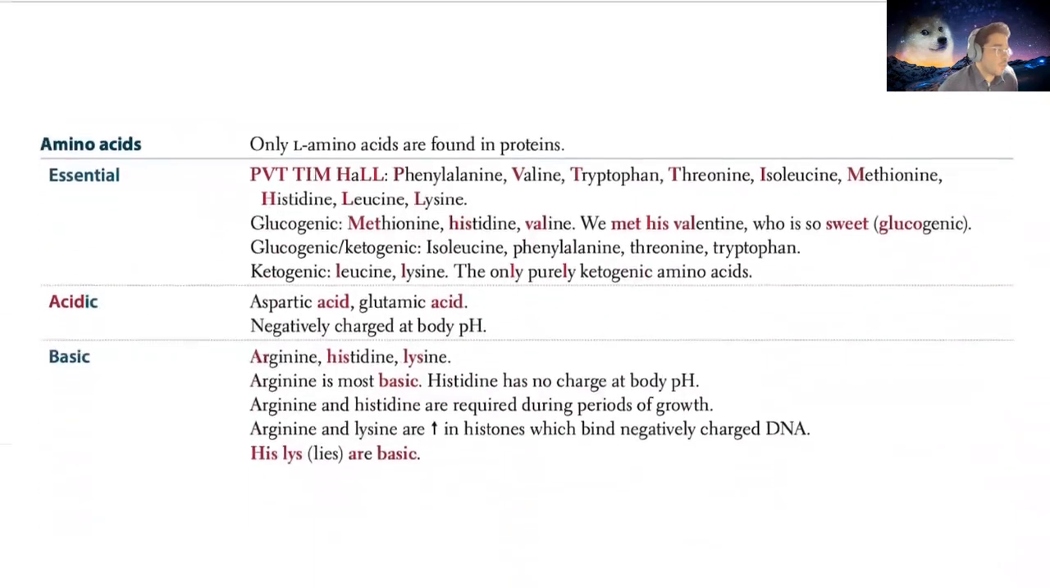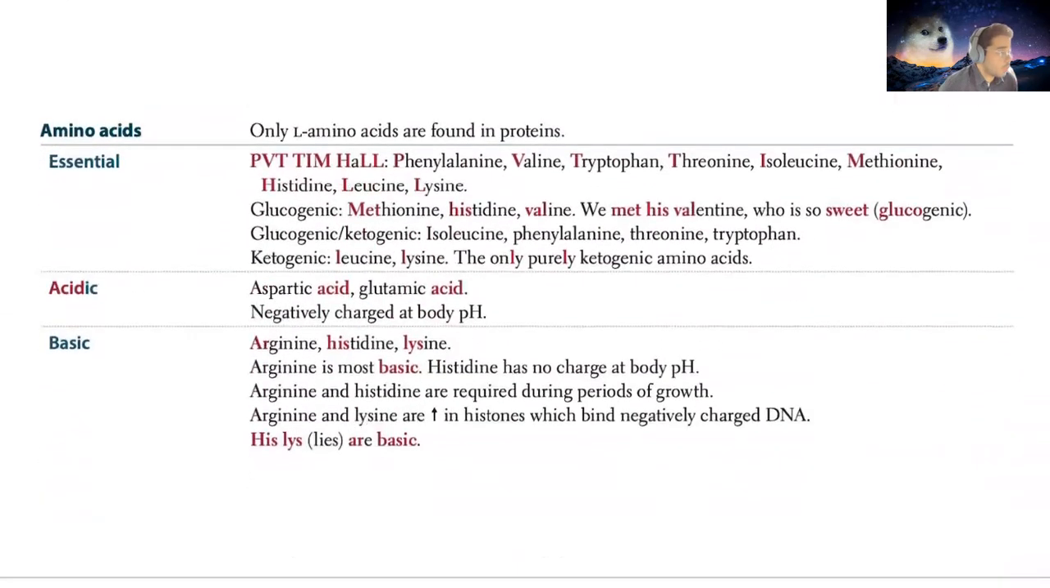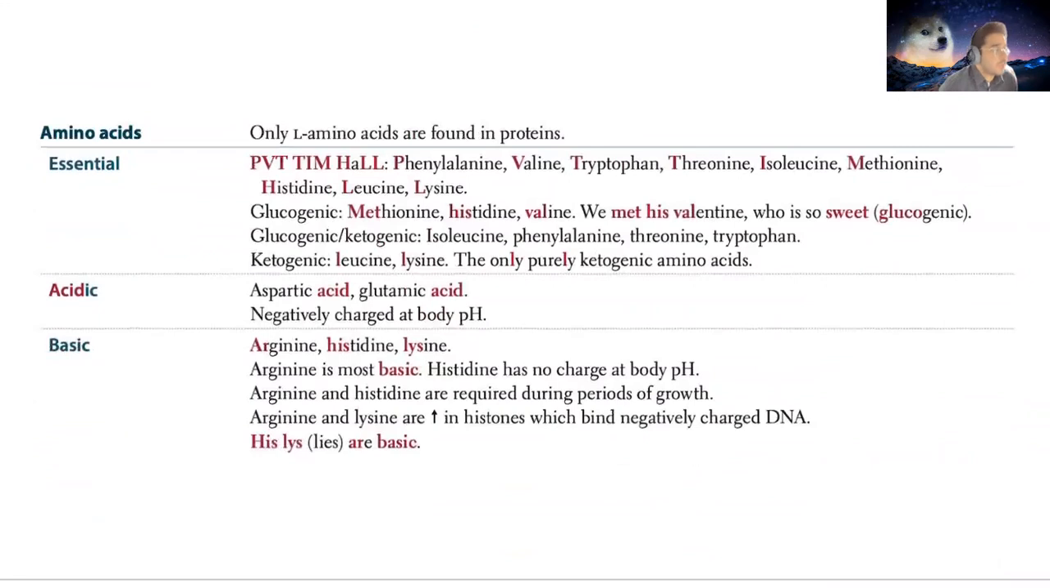Now, amino acids and the urea cycle. This is one of the ones I'm going to tell you guys to know cold because it threw a lot of people off. Okay, just to start off with the basics, amino acids, right? PVT TIM HALL. You guys need to know that very well. But now that you guys have covered a little bit of DM, or a lot of DM, you need to know your glucogenic versus your ketogenic, okay?